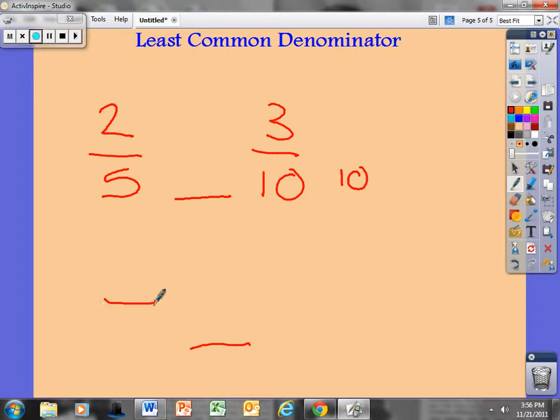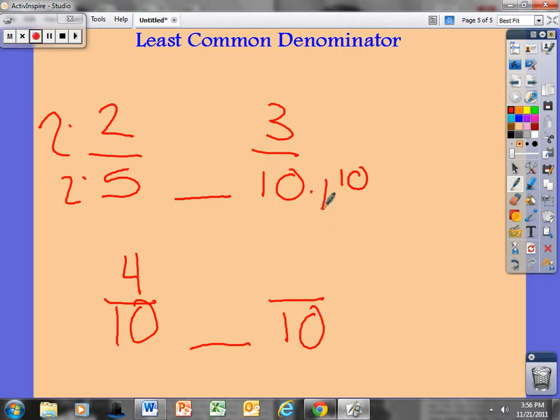It is 10. This method, boys and girls, is going to help when we start to add fractions as well. So my common denominator is 10. 5 times what gives me 10? 5 times 2. Whatever I do to the denominator, I must do to the numerator. 2 times 2 is 4. What times 10 is 10? Oh, it's 1. 3 times 1 is 3.